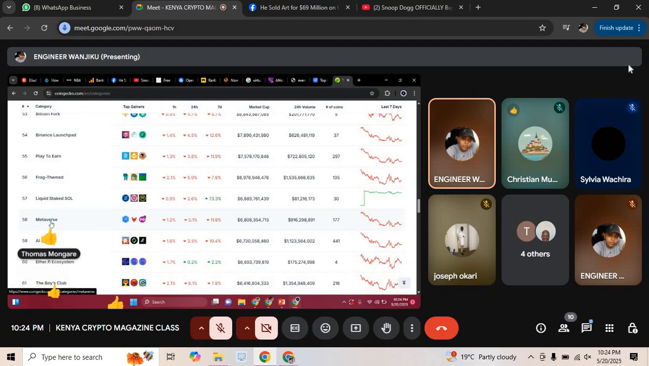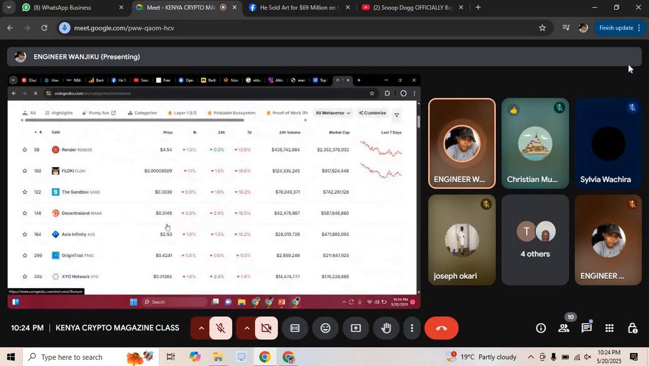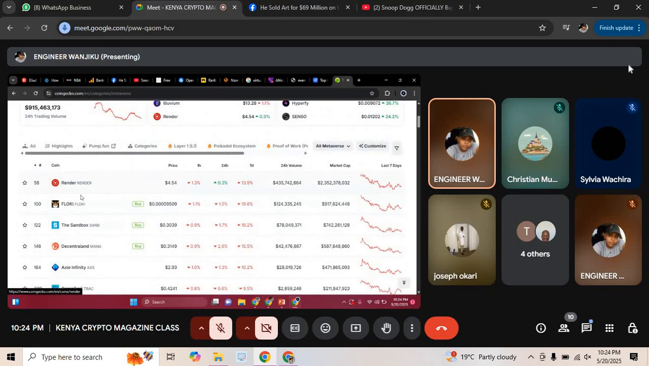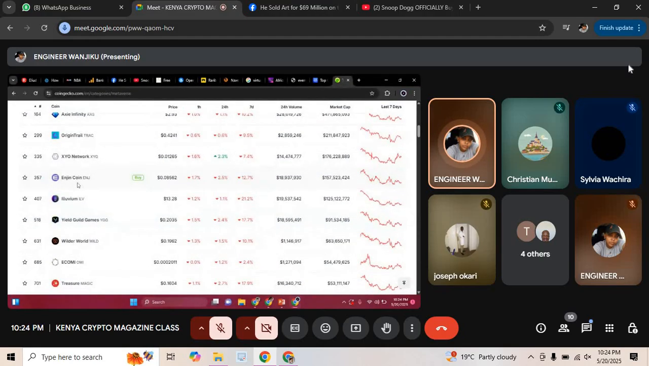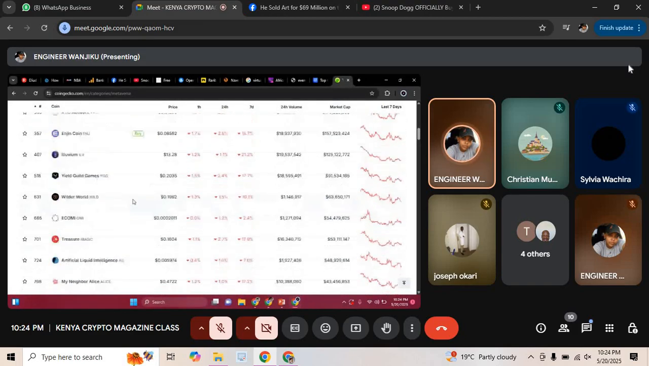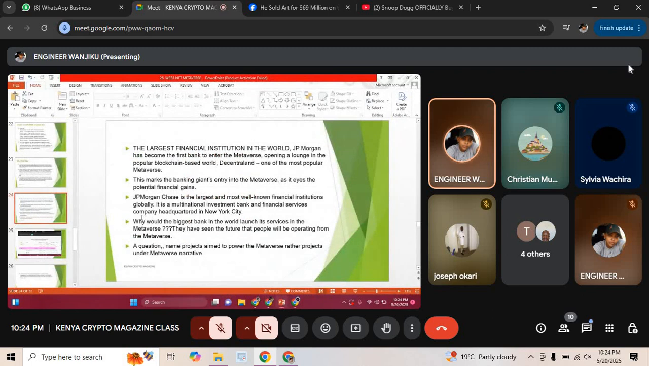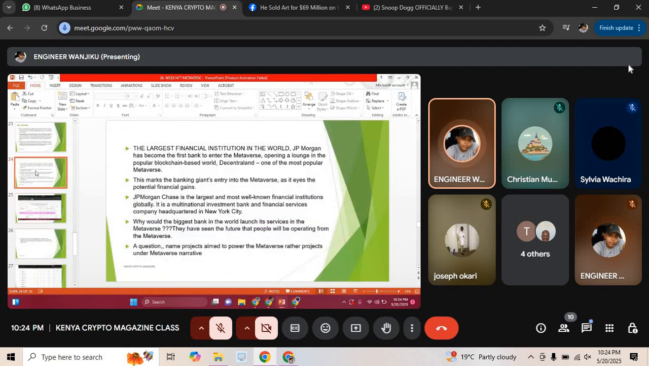Under Metaverse tokens, that's where you'll find Sand, Mana, or what they call Decentraland. You can see we have Render, we have Floki, the Sandbox, what Joseph has mentioned. Mana, what I've said is also called Decentraland. We have AXS, OriginTrail, and 1inch. 1inch is also a good token. All these are the tokens under the metaverse narrative.